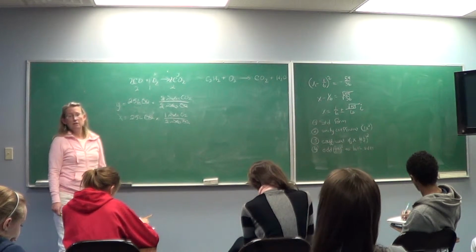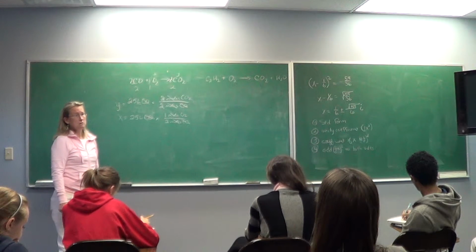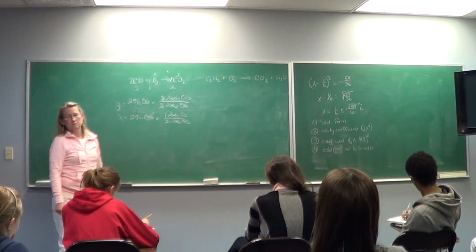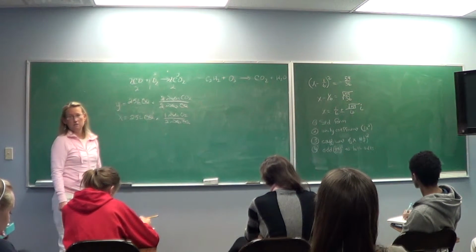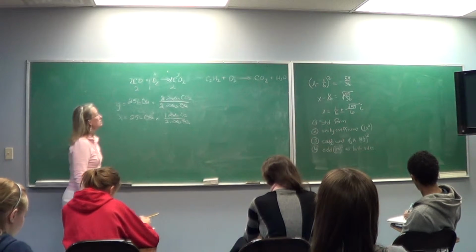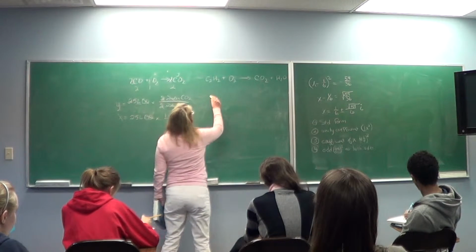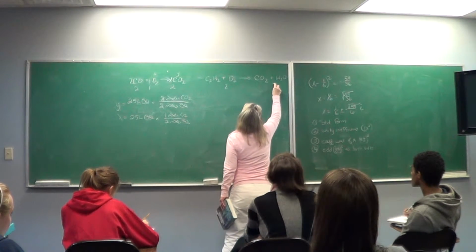Anybody not know how to figure it out? Somebody should give me the answer. I think it's C2H2 plus 2O2 yields CO2 plus 2H2O.